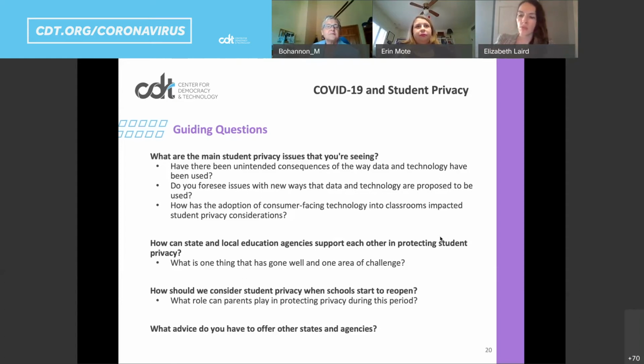I want to pick up on something that Erin mentioned, which is some of the data sharing, and especially as we look ahead to schools reopening and thinking about new uses of data and technology. I've heard about early warning systems. You hear about different kinds of apps. So in thinking ahead, both in terms of what you're thinking about in Colorado and what you're thinking about in New York, what are some issues that you see on the horizon about the new ways that data and technology are being proposed to be used?